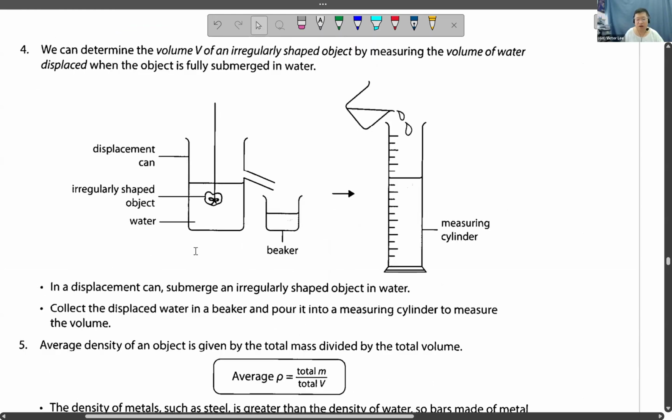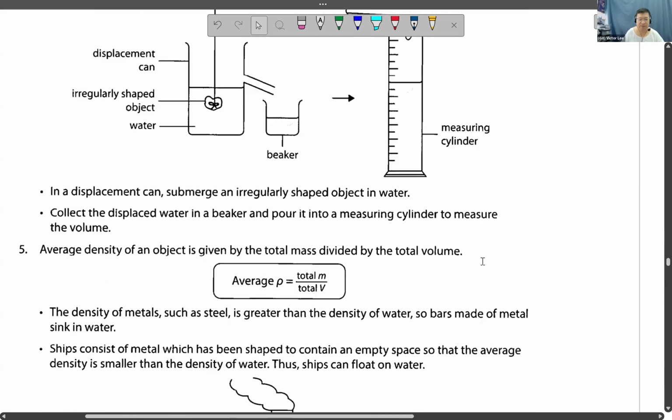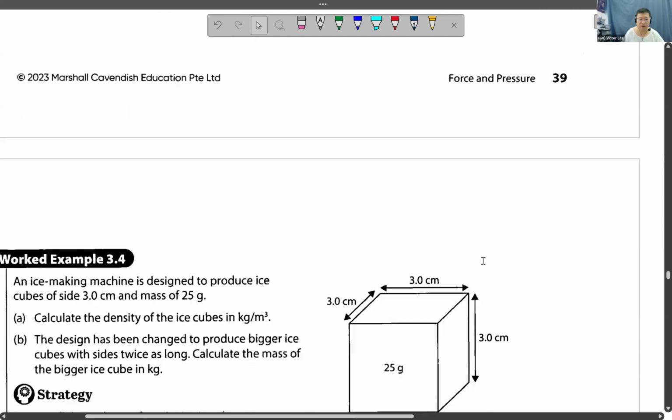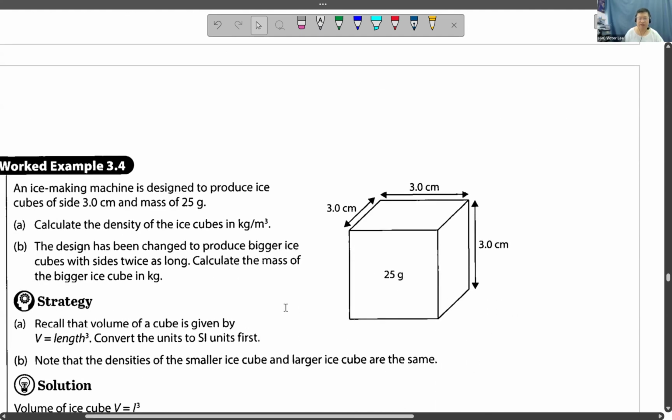Displacement method, you need to know how to find the volume of an irregular shaped object to find the density. So you can use the displacement method. Okay, let's move on. Is this the pressure? No, it's still density. Okay, good.